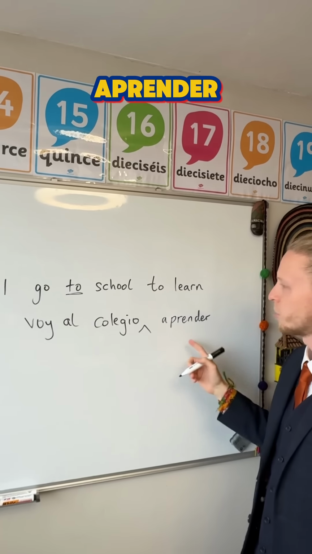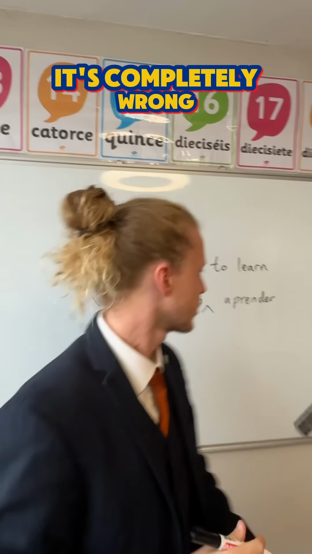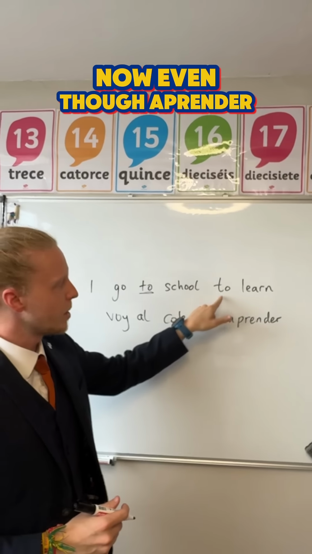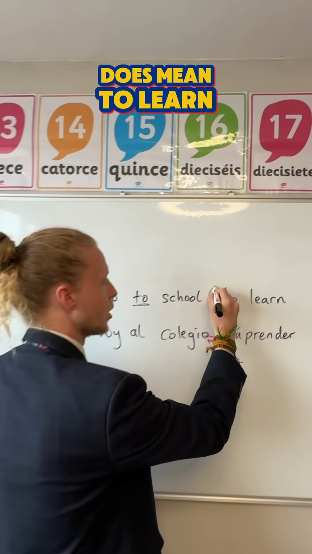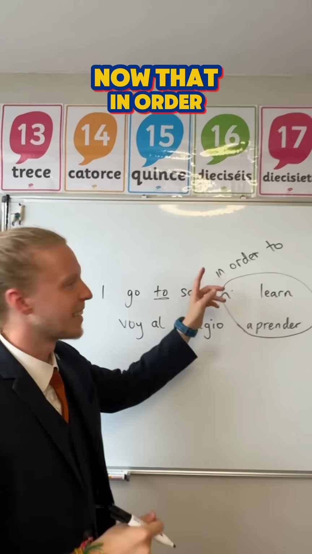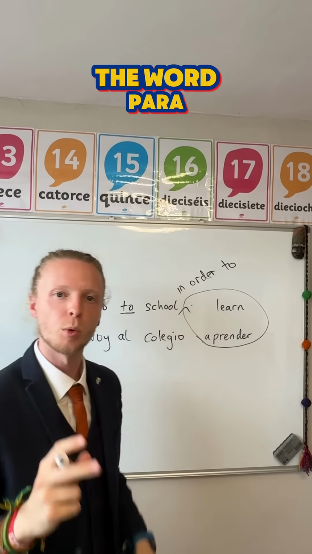Voy al colegio a aprender. What have you done? It sounds terrible. It's completely wrong. Voy al colegio a aprender. What's missing here? Now, even though aprender does mean to learn, I need to sort of say I go to school in order to learn. Now, that in order to is going to be the word para.